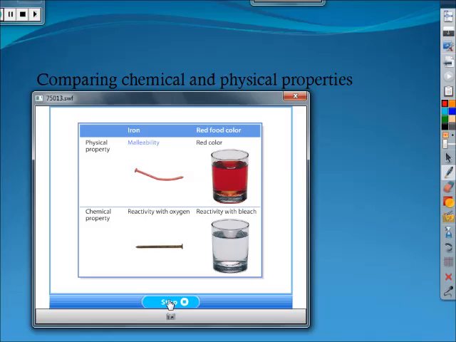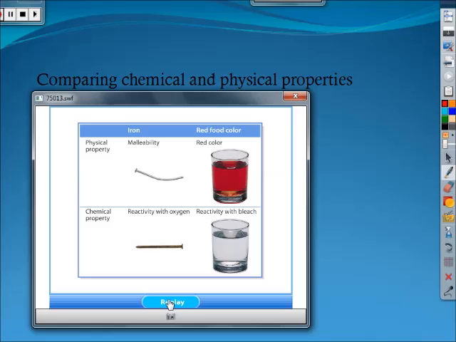Is a physical property called malleability. The rusting of iron is a chemical change. Iron's reactivity with oxygen to form rust is a chemical property. The food coloring in this water is red. Color is a physical property. Adding bleach to the solution changes the chemical composition of the dye, and it is no longer red. The ability of bleach to make other substances colorless is a chemical property.